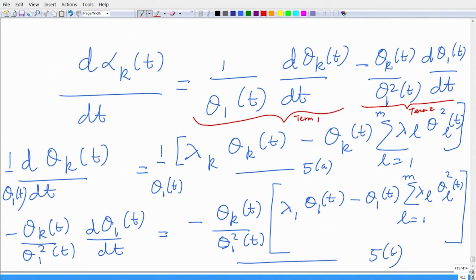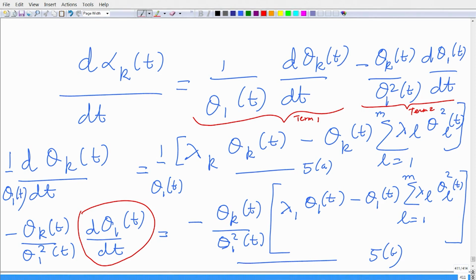Now, for the second term, I pull theta k of t upon theta 1 square of t outside and just focus on this term here, which is d theta 1 of t upon dt. So, all I have to do is replace k equals 1 in the equation 5a that I have written above. So, I just plug that in for k equal to 1 straightforwardly and I land up with equation 5b.